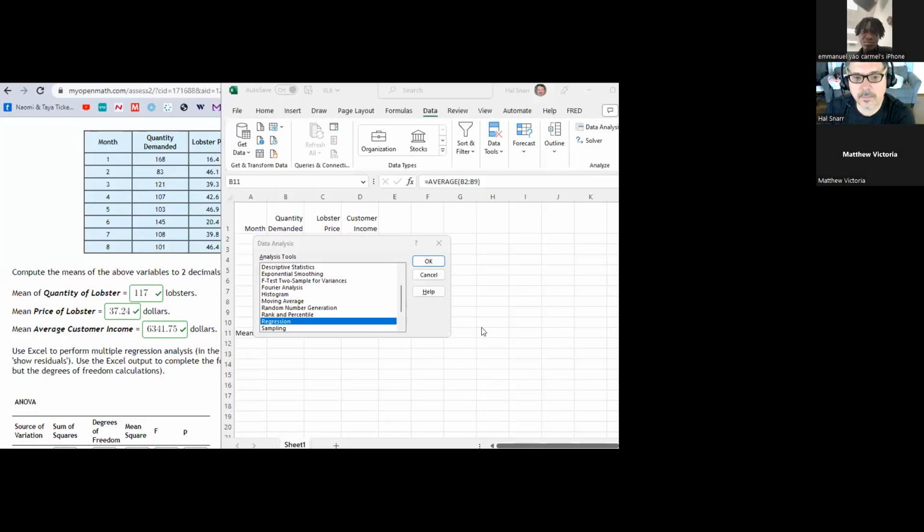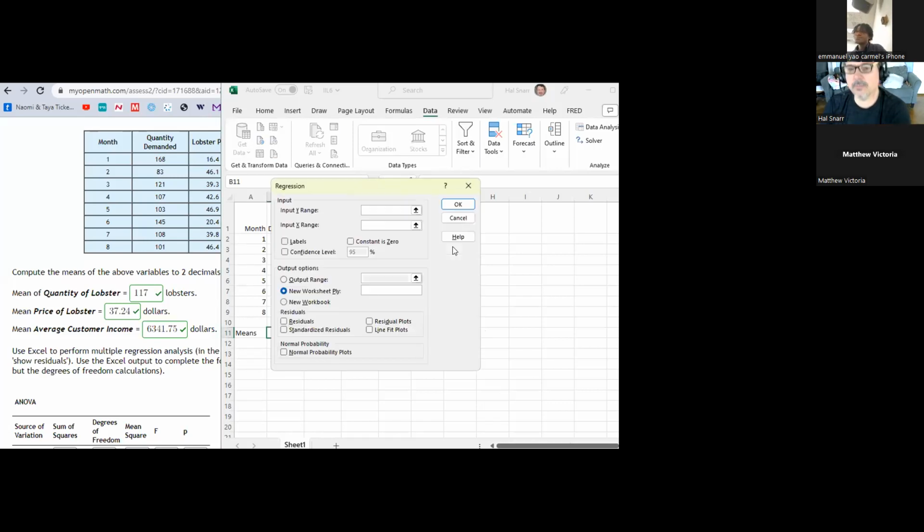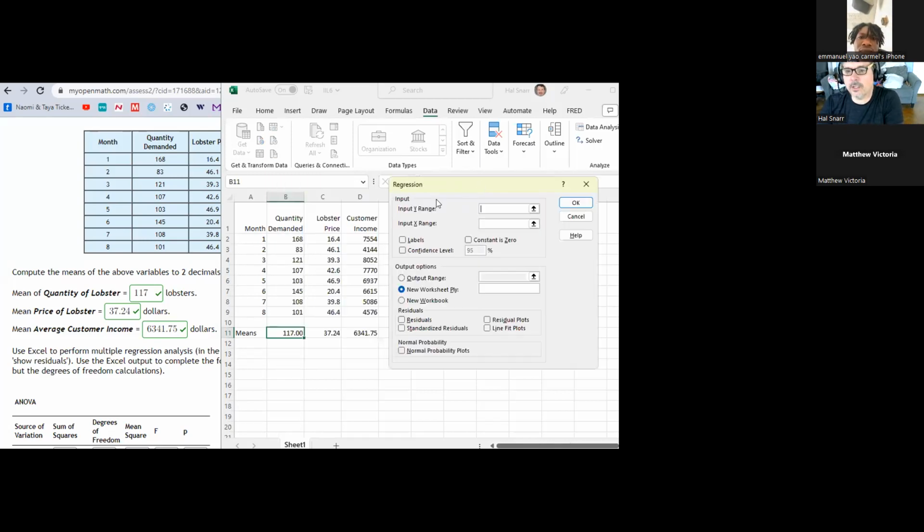Yeah, and you want to find regression. Click on regression. And then click OK. All right, good. All right, sweet. Okay, so yours looks a little different because it's a Mac, right? So you click regression, you click OK, and you got the regression menu, right?